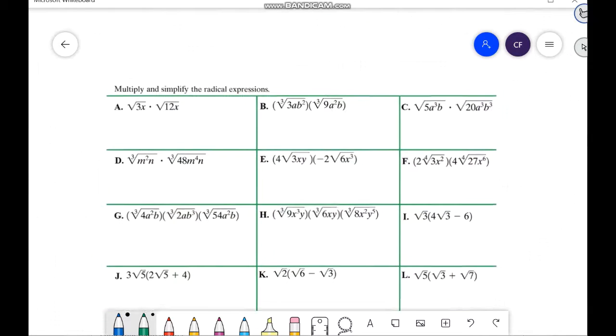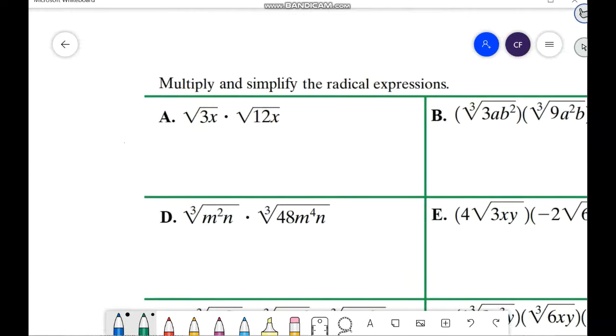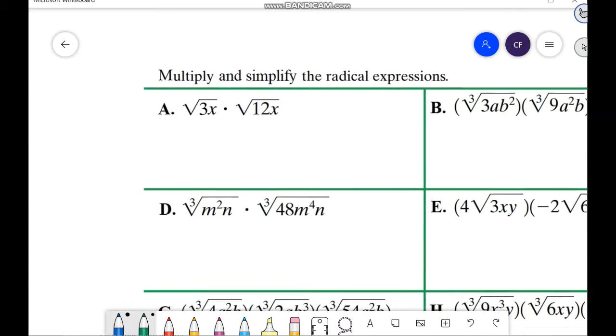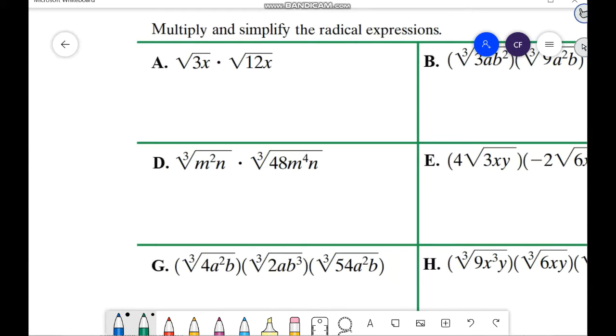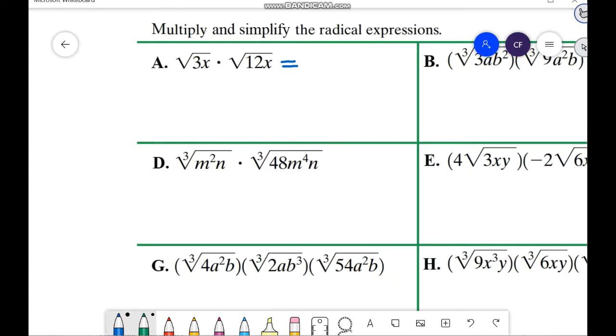And now let's work on our quiz. Multiply and simplify the radical expressions. Let me show just a couple of questions here. The first, letter A: you're going to have lots of questions like letter A on the test, because I think they are simple and a straight application of the multiplication property of radicals.